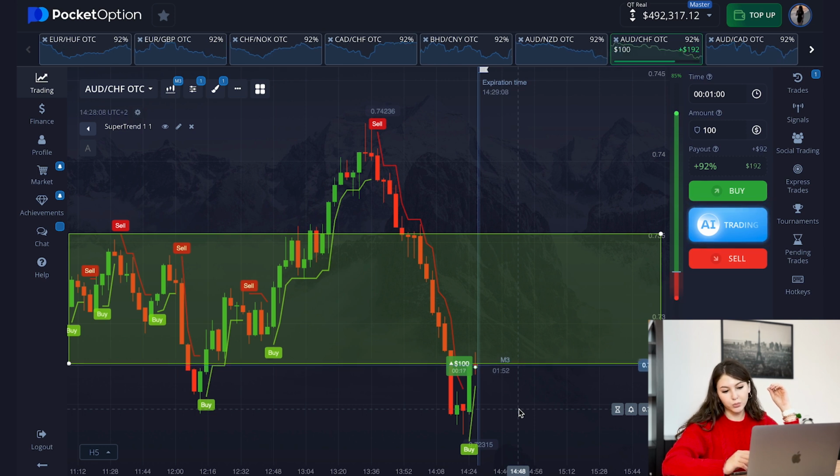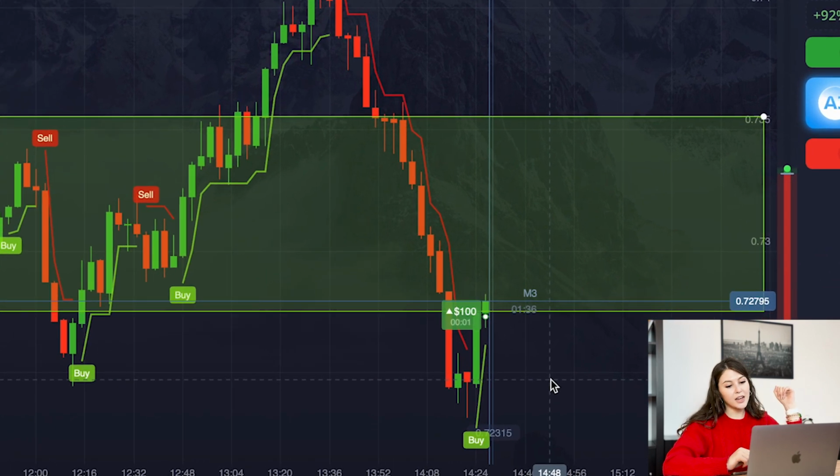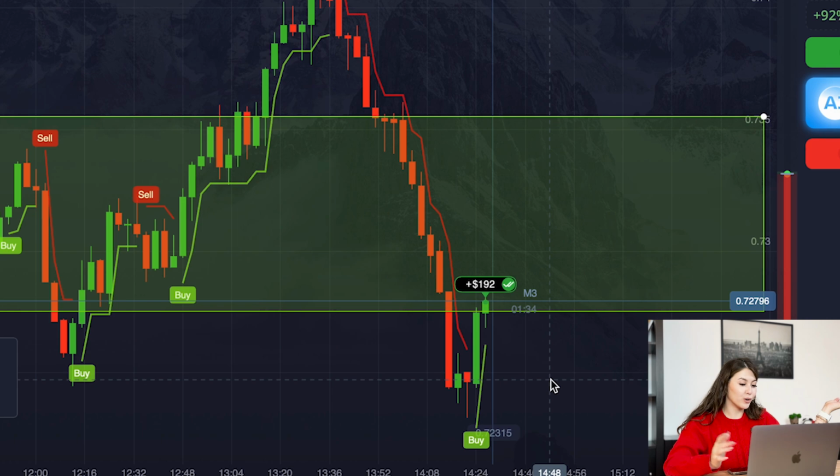Very unconfident movement right here, but I still think that we're gonna push the price higher. 10 seconds left till our candle closes, and I think that is a very interesting situation for us. And 4, 3, 2, 1, and guys, we have one more profit, and I think that is just amazing.